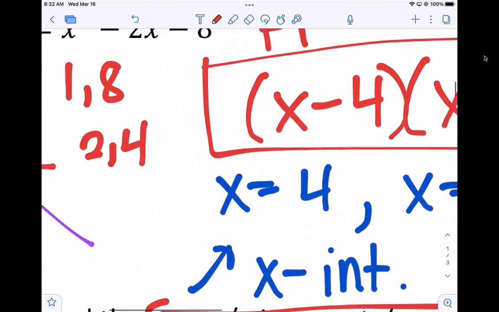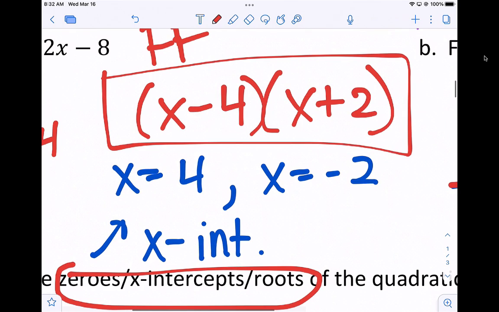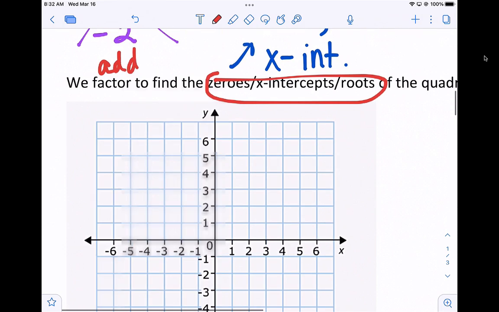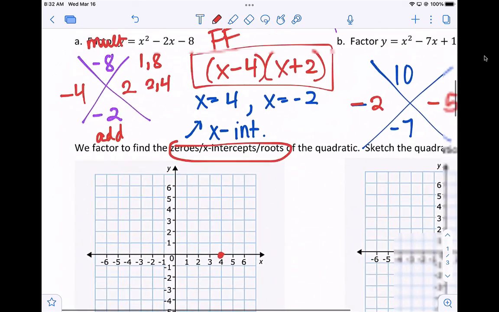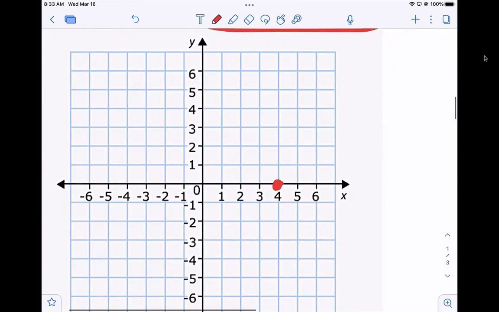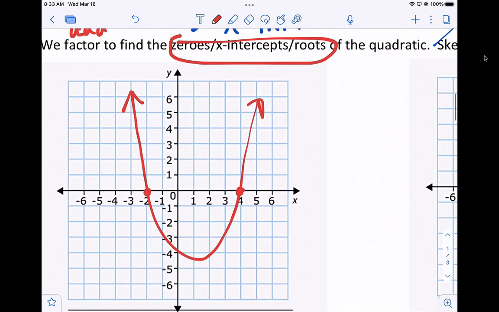Let's sketch it below. We did the first one already. So if we have x minus 4, x plus 2, the x-intercepts are the opposite because that makes each factor 0. So for this first one, there would be an x-intercept at 4, and there would be one at negative 2. So if we were to sketch this right here, I'm not going to be worried about the vertex for this one if I want the x-intercepts. It would look something like this.